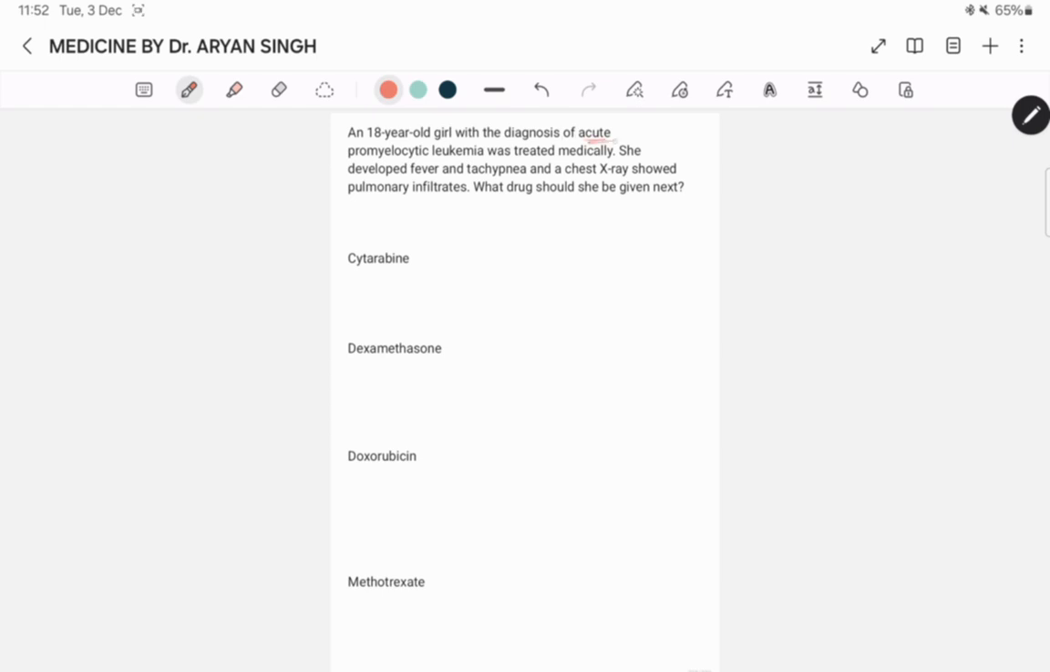An 18-year-old girl with the diagnosis of acute promyelocytic leukemia was treated medically. She developed fever and tachypnea, and chest X-ray showed pulmonary infiltrate. What drug should be given next? Cytarabine, dexamethasone, doxorubicin, or methotrexate.